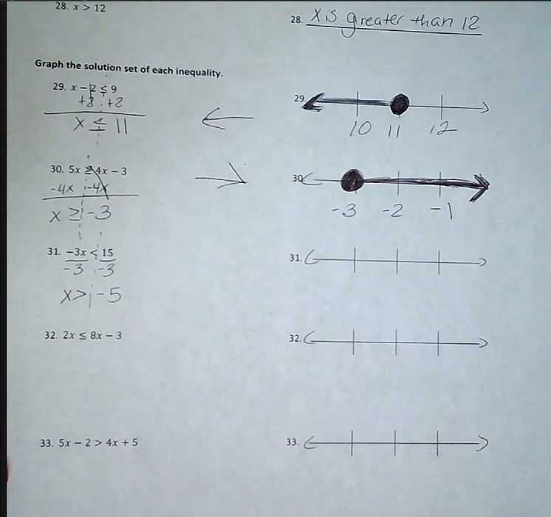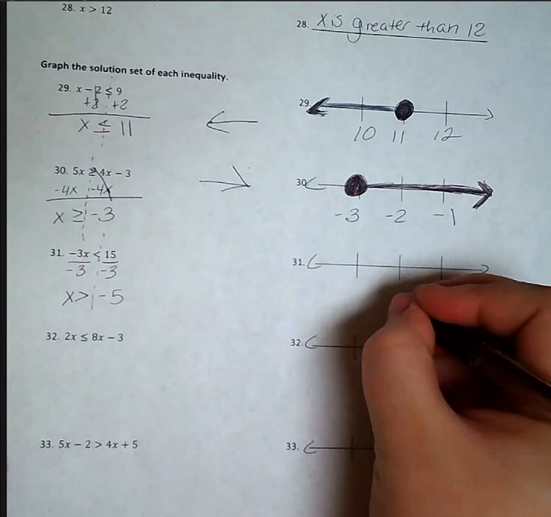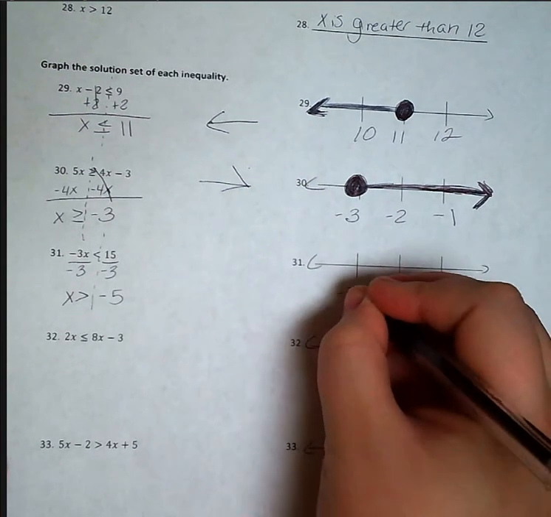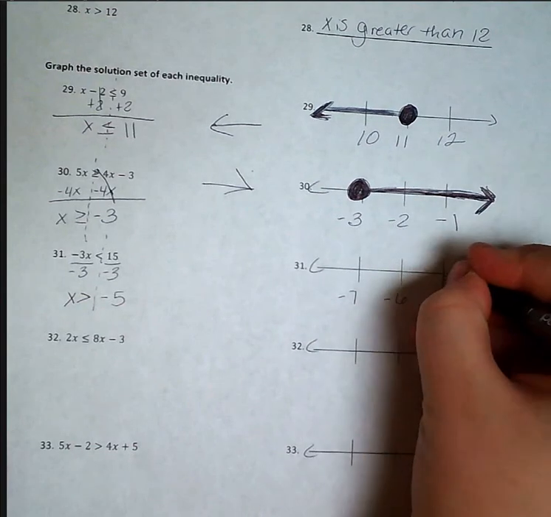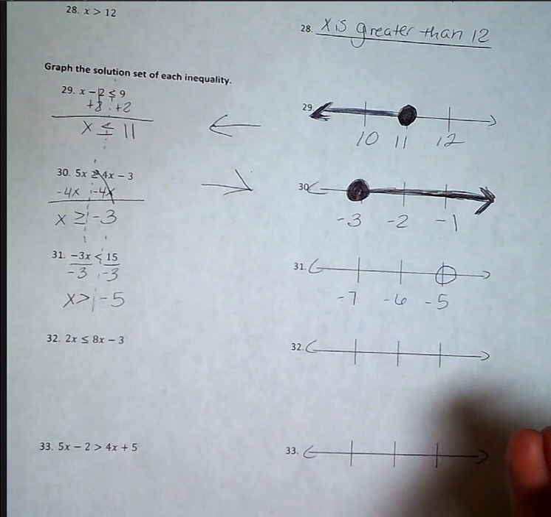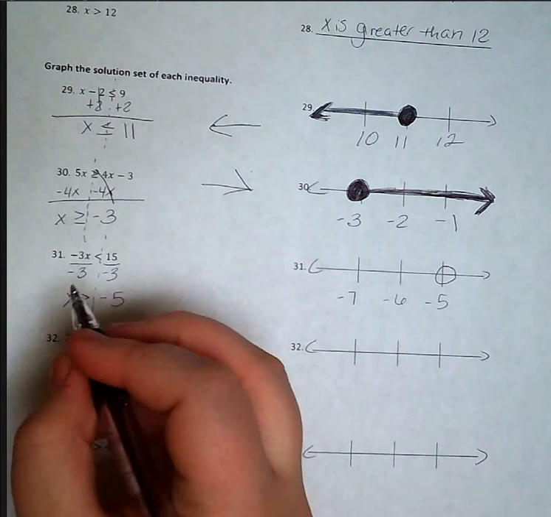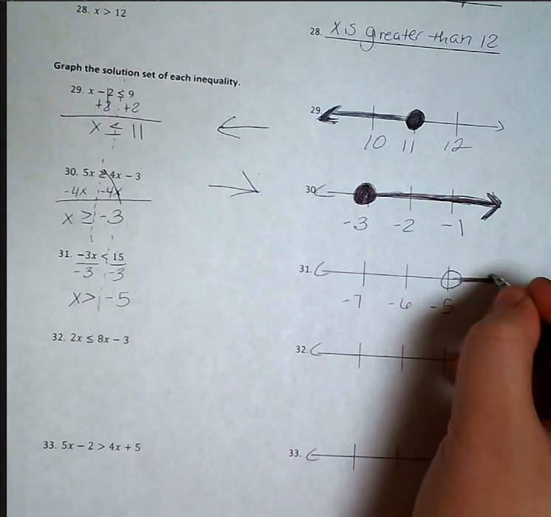This time, just because I can, I'm going to put my -5 over here, then -6, then -7. I'm going to use an open circle this time, and it's going to shade to the right because it says x is greater than -5. Okay.